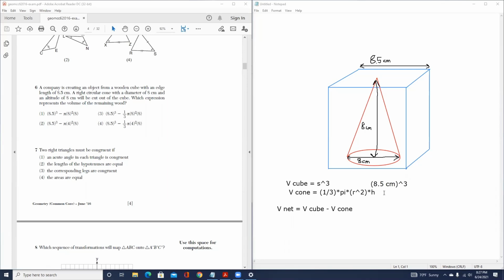And in this case, they're asking for the radius of the cone. This problem only gives the diameter. Now this is thankfully very easy because the radius is just equal to 1/2 the diameter, and 1/2 times 8 is 4 centimeters.